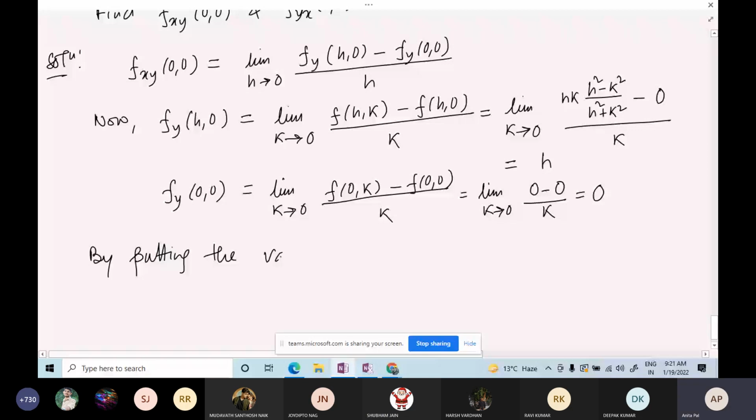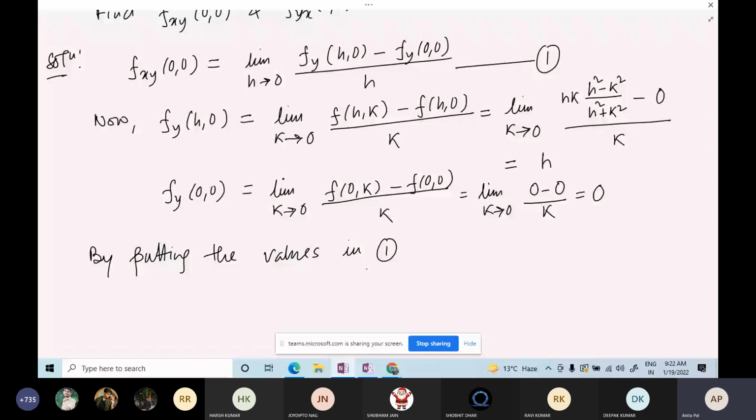Here k tends to 0, it is not exactly 0. I'm not using only here. f(0, k) is what? If you put in the function, h into k, h square minus k square divided by h square plus k square, if you put f(0, k), it will be 0, no? And f(0, 0) is already given 0.